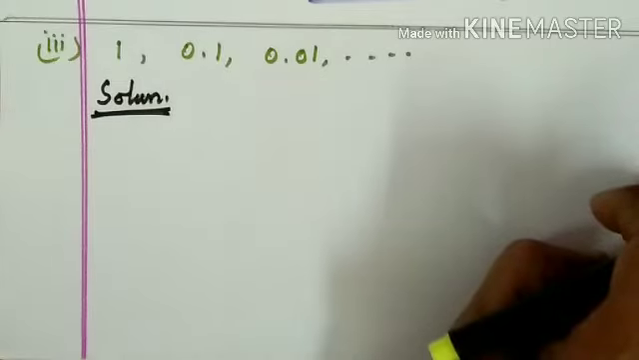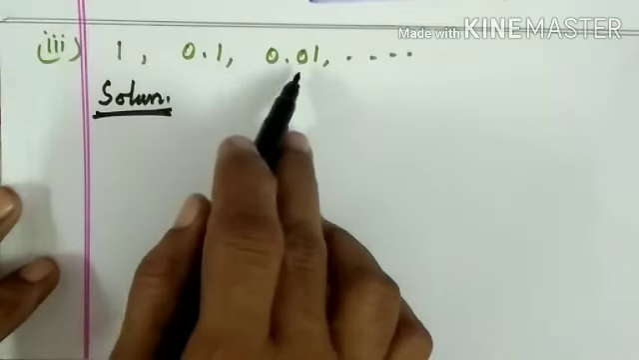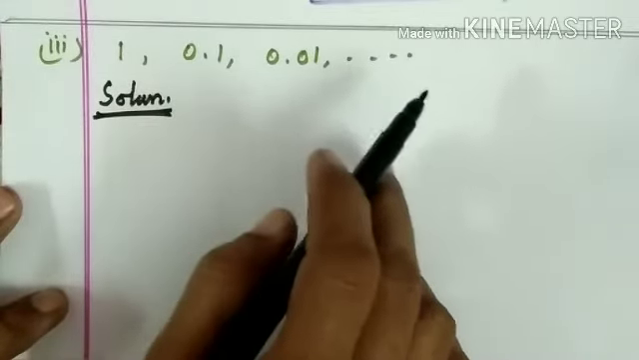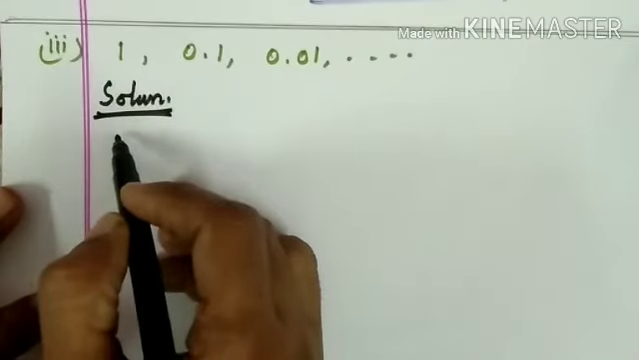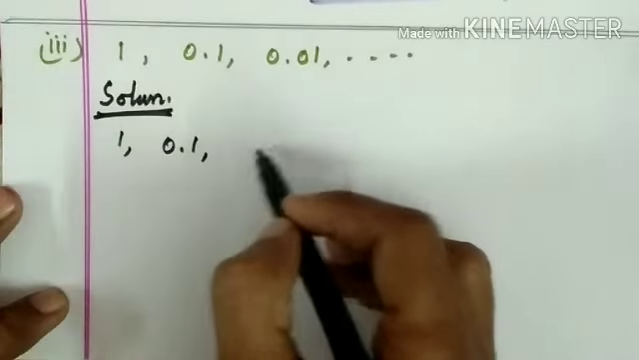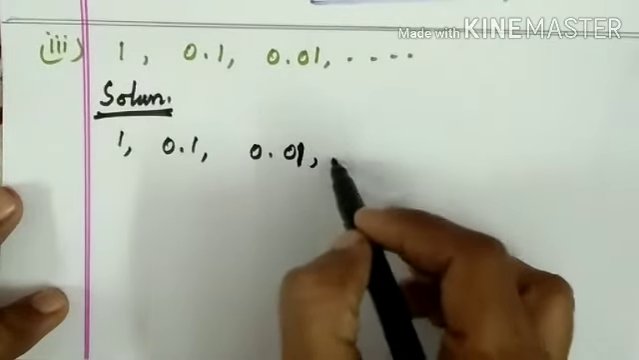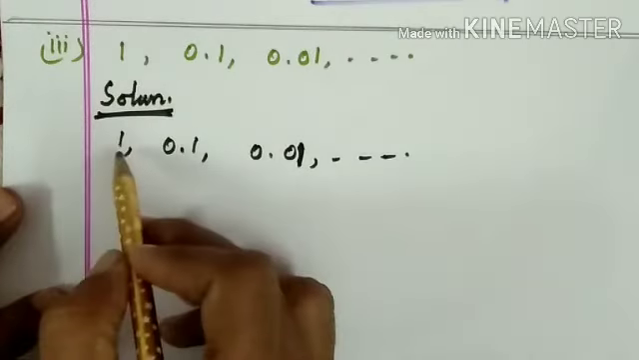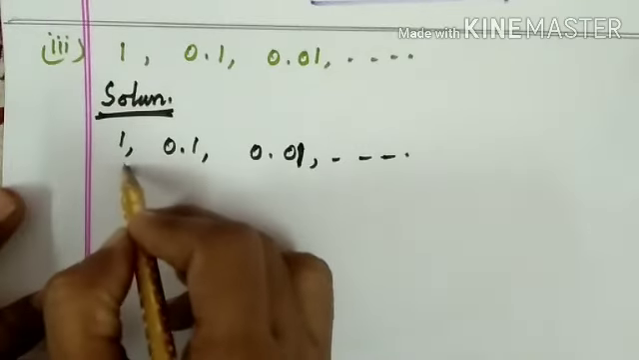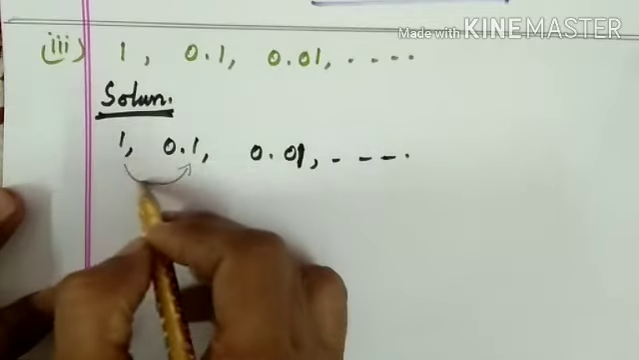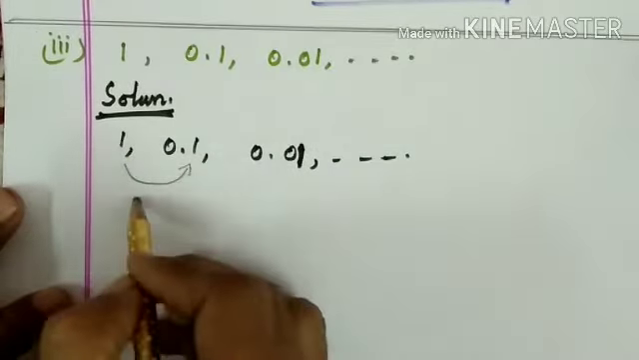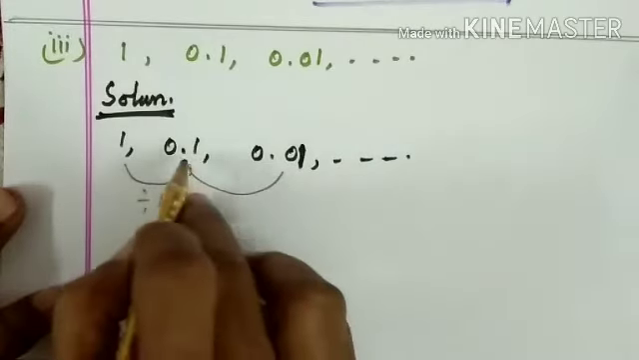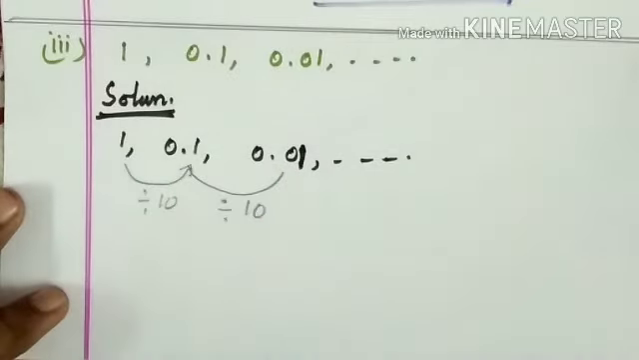Now, we move on to the third subdivision. See the question: 1, 0.1, 0.01, and so on up to infinity. In this question also we have to find the next three terms. First you take down and write the given sequence 1, 0.1, 0.01 and so on. Here you have to observe the difference. 1 divided by 10 we get 0.1. Then 0.1 divided by 10 we get 0.01.